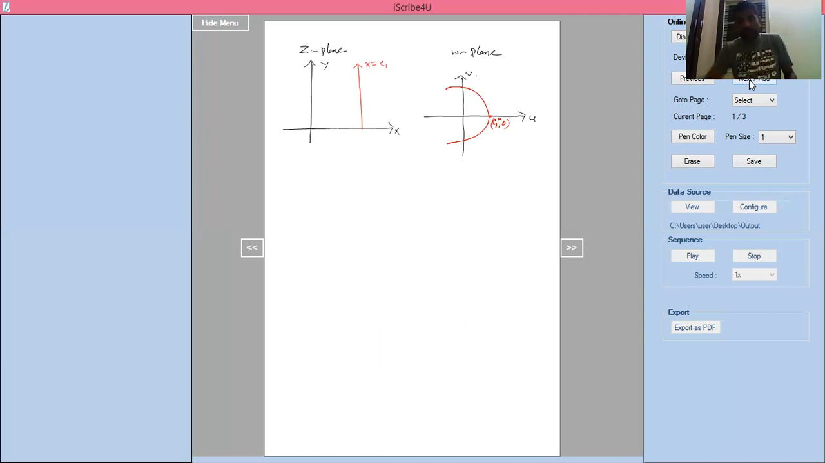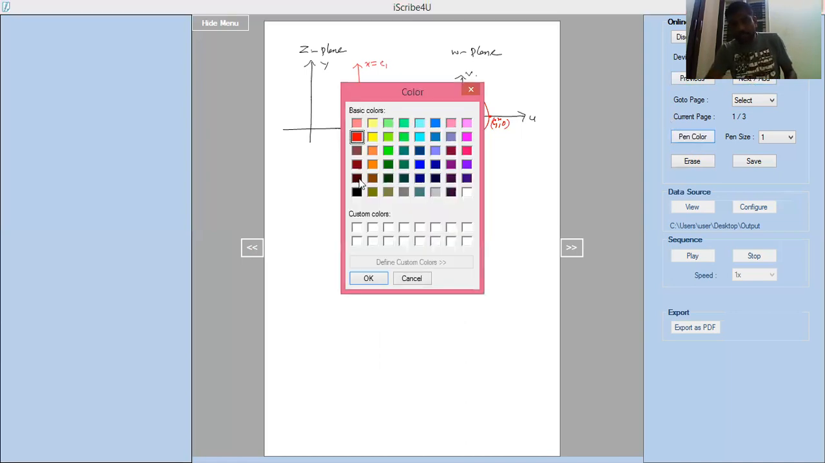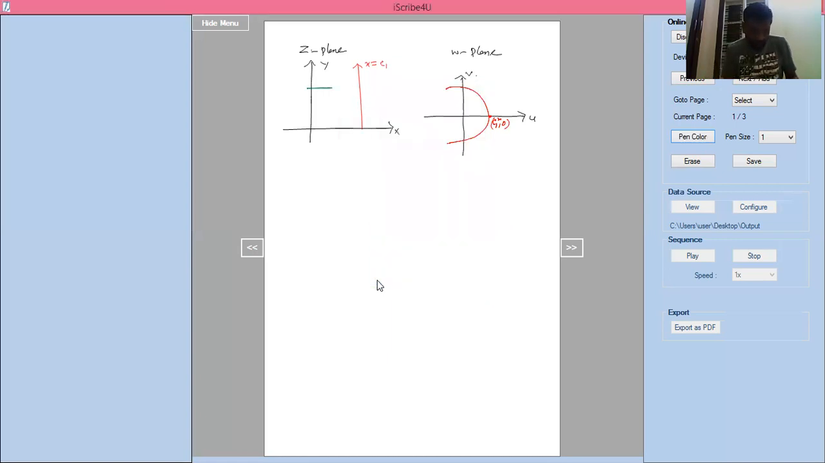Another one is y equal to c2. This is the line y equal to c2. If you take y equal to c2, this is a parabola. It represents another parabola in this form, for y equal to c2.